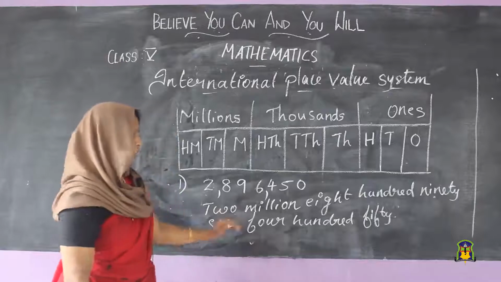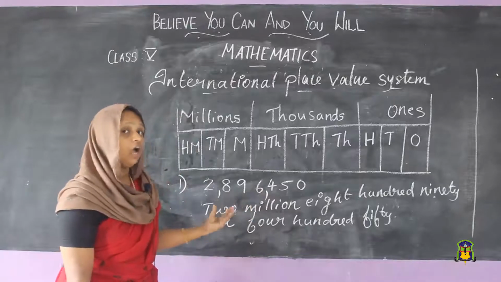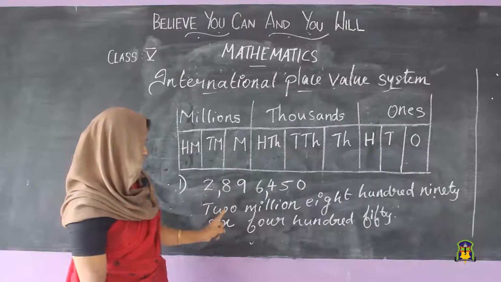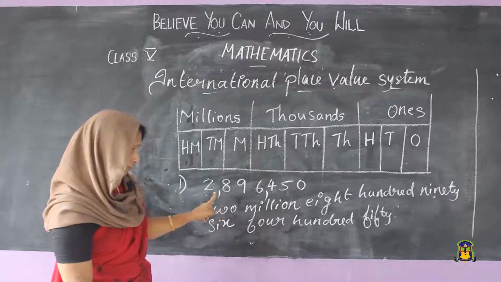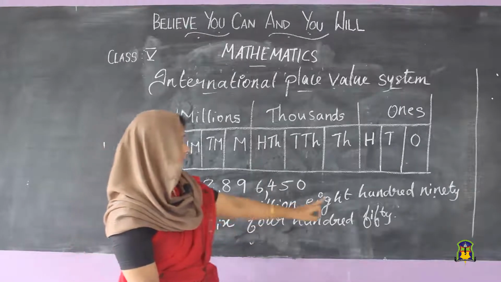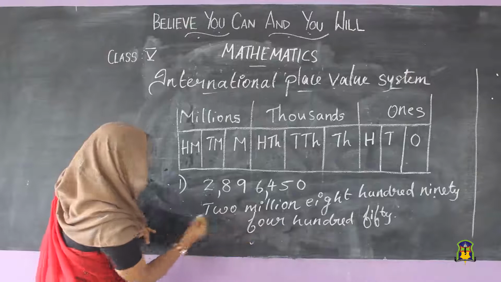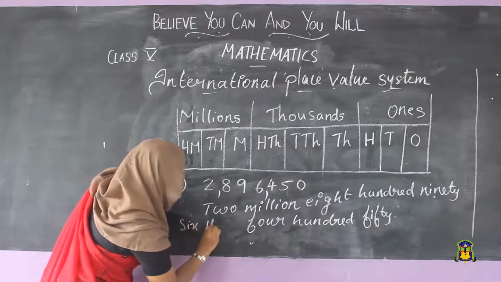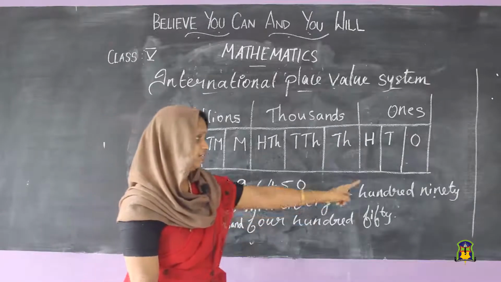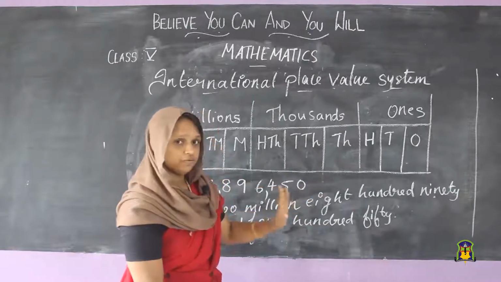So, first what we do? First we separate with commas. Each period is separated with a comma: ones period, then thousand period and million period. So here 2 million, 896,000, and the number is 2,896,450.